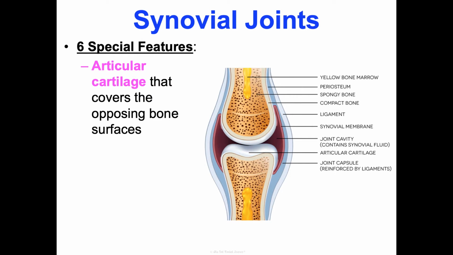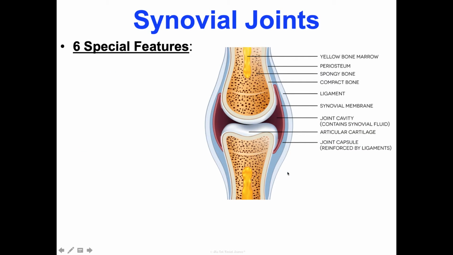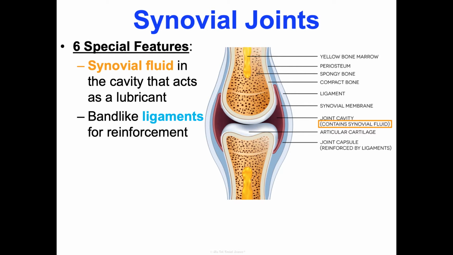So, one is articular cartilage. The opposing bone surfaces here have articular cartilage around them. We also have this joint or articular cavity. And we have a fibrous joint or articular capsule that encloses the cavity. So that's what we can see pictured here. 3 more special features. We have the synovial fluid that is in the cavity. That's our lubricant here. And we have band-like ligaments that are reinforcing the capsule there.